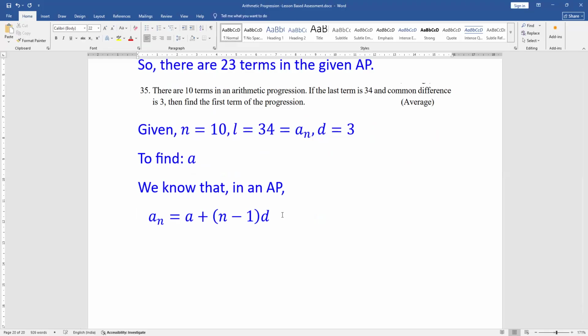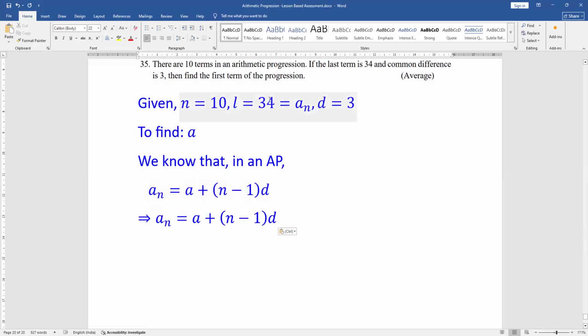Okay. Then in my next step, see what I do is I'm going to take the same formula and show you how you have to do the substitution. Because then you will know where each value came from. Look, 34, the last term, I'm putting here, substitute it here. Okay. Then a is what we have to find, so it stays as it is. And what about n? n is 10. And what d value is 3.